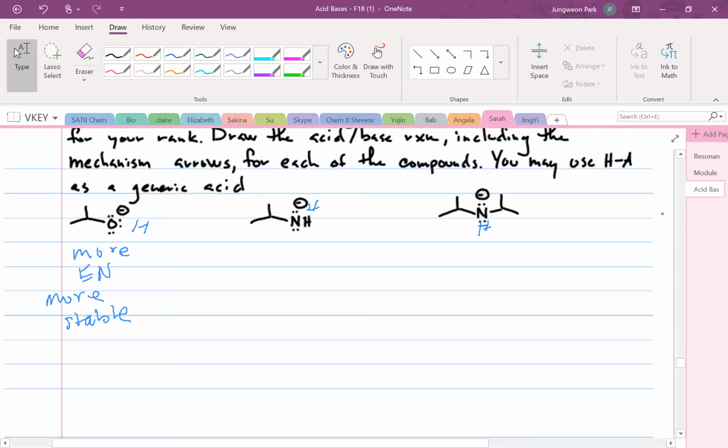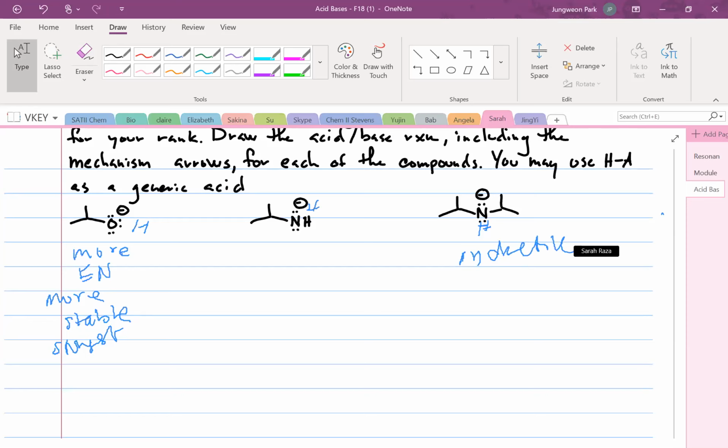This would be the strongest acid. And then these two, that's where induction comes in. And so the inductive effect, and so this would be the second strongest acid, and this would be the third strongest acid. And so in base, this would all be the opposite.